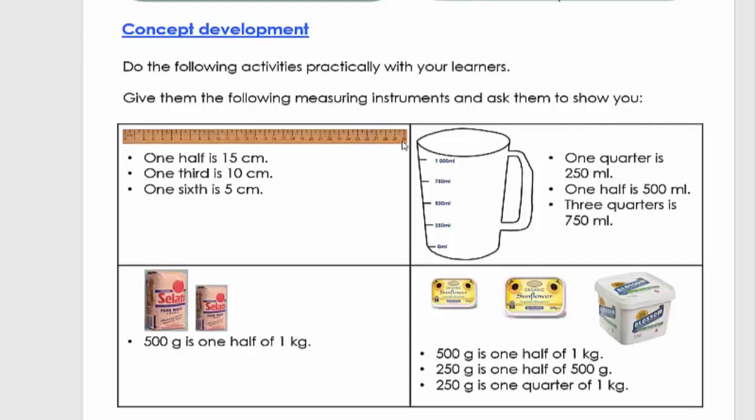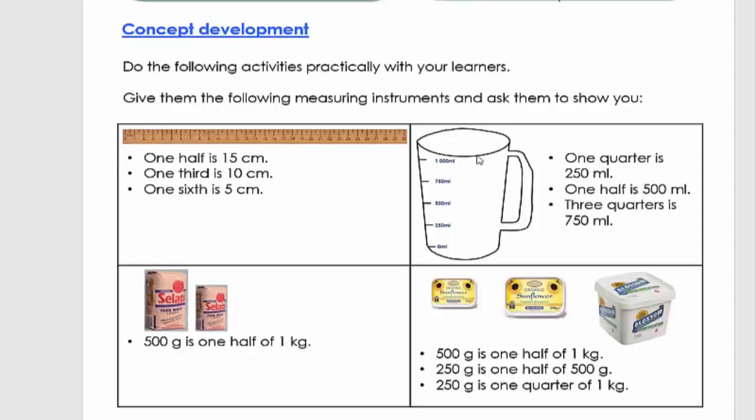How do I know that? Because 30 divided by 10 equals 3, or 30 divided by 3 equals 10. So 1/6 of the ruler, we can say 30 divided by 6 is 5. Or you can point to 5 centimeters and say that is 1/6 of the ruler, because 30 divided by 5 is 6. I want you to pause and do this activity with your child or learners.